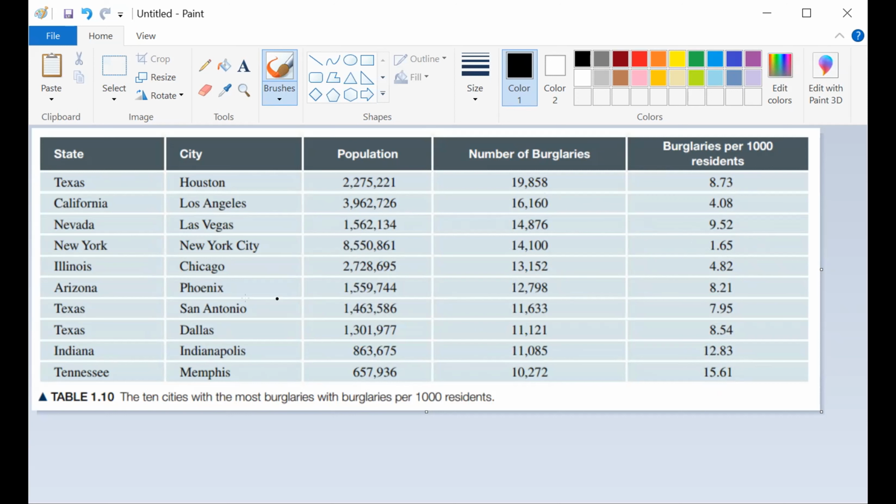So I don't know if this is real data. This is just data from the textbook. But it is interesting to go through and do the comparison and see how small New York is, how high Memphis is by comparison between the two. So 90% fewer burglaries in New York City than Memphis. That's kind of amazing.